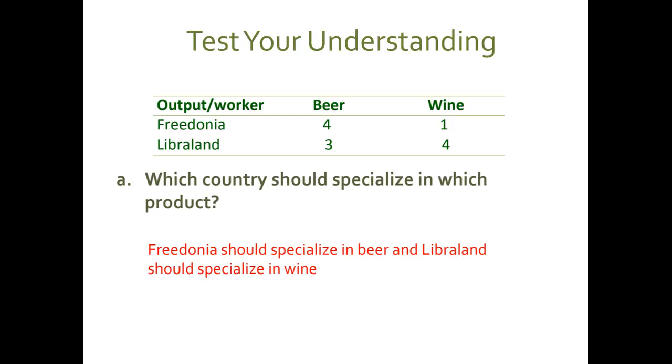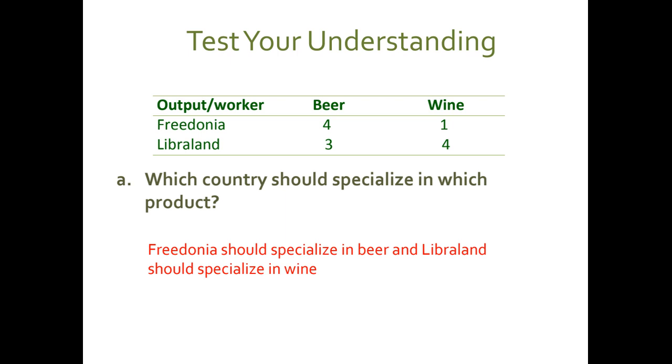Let's take an example. We have output per worker, so we have the productivity of a worker. We have two products, beer and wine, and two countries, Fredonia and Liberland. Now look at the productivities of workers in these two countries.